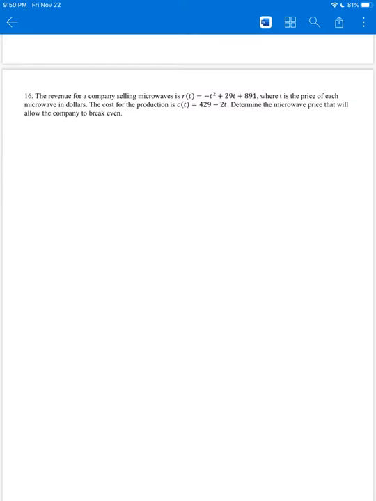And the last question, the revenue for a company is R of T, and then the cost for the production of the company is C of T. So the microwave price that will allow the company to break even. Break even is when the revenue, so the money earned, is equal to the cost, which is how much you spent. So you're not walking away with money and you're not losing any money. So you're not gaining or losing. So that's when R of T is equal to C of T.